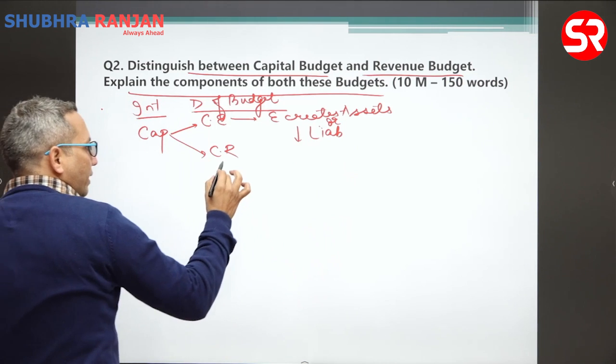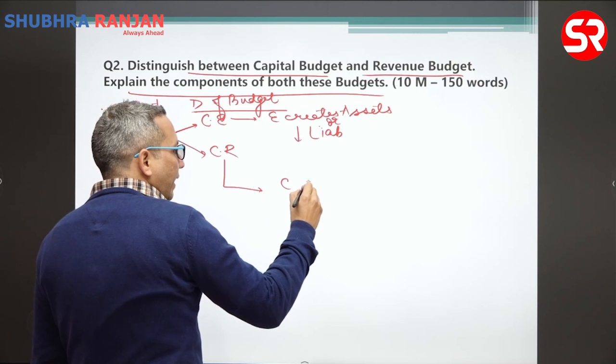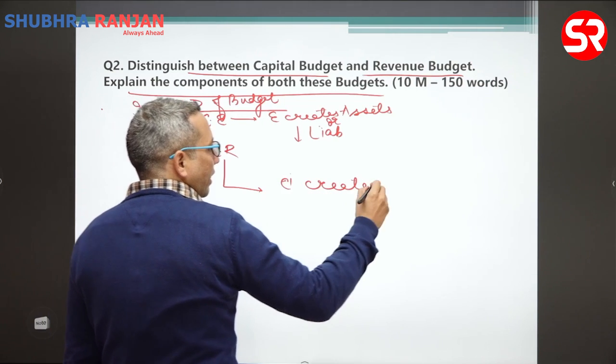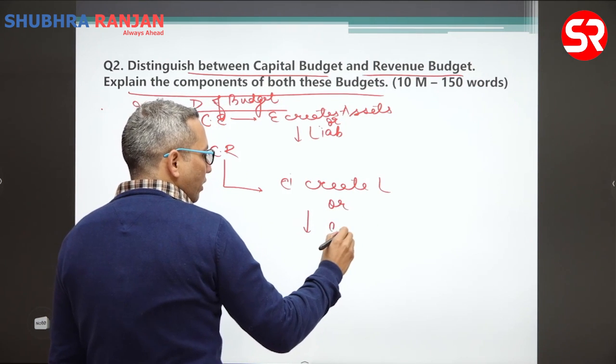And what are capital receipts? Capital receipts are those receipts which either create liabilities or which reduce the assets.